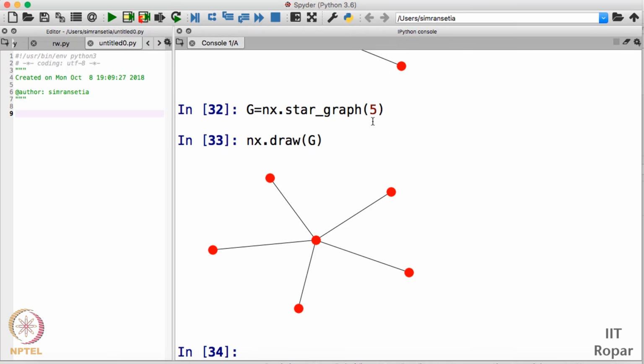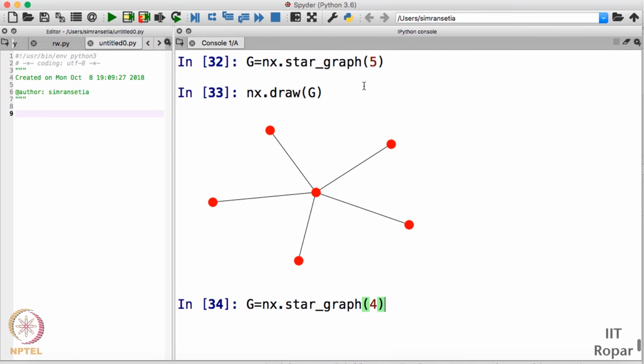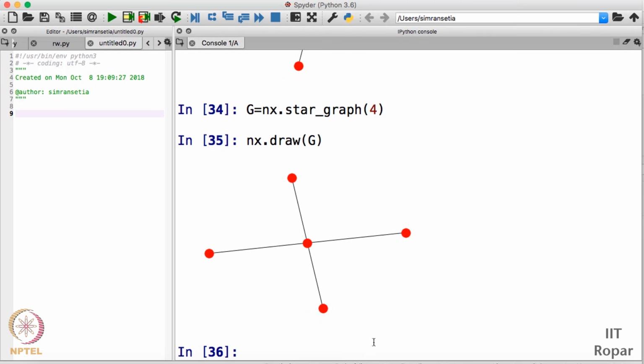So in this particular graph, there will be n plus 1, that is, parameter plus 1 number of nodes. So if I supply 4 here, then there will be 5 nodes in the graph. 1 will be the hub node, and there will be 4 outer nodes. So let me draw it again. So we have 4 outer nodes and we have 1 hub node here.